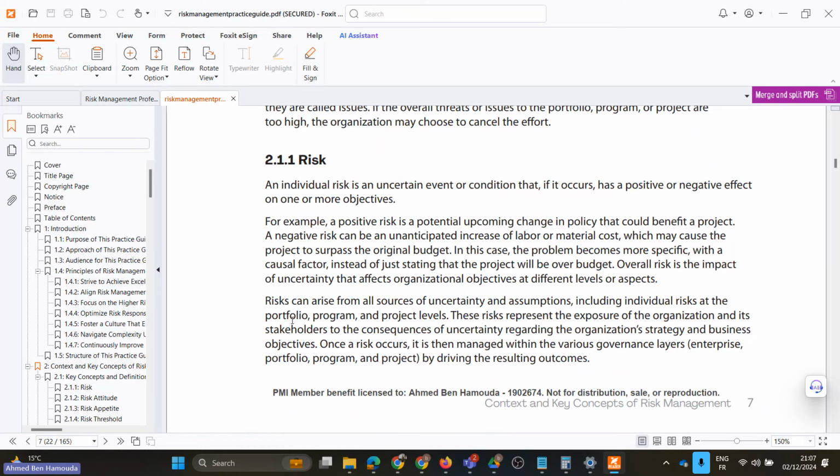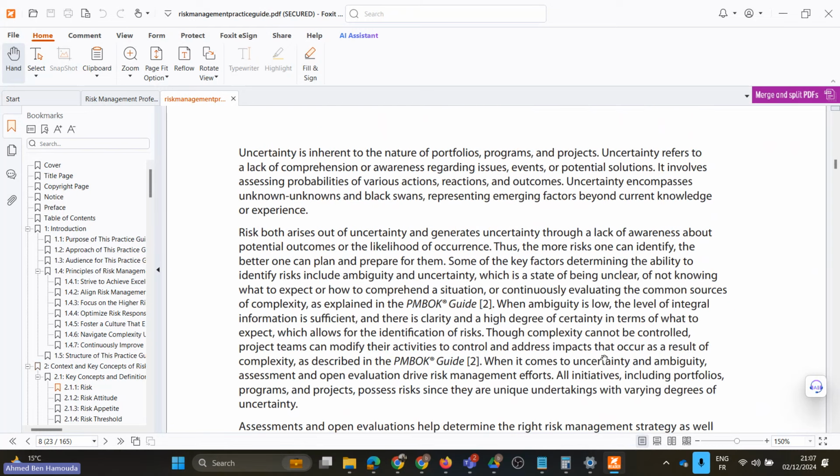Okay, so risks generally can arise from different sources of uncertainty and assumptions, including individual risks at the portfolio, program, and project levels. These risks generally represent the exposure of the organization and its stakeholders to the consequences of uncertainty regarding the organization's strategies and business objectives. Now, once the risk occurs, it is then managed within the various governance layers by dividing the resulting outcomes.